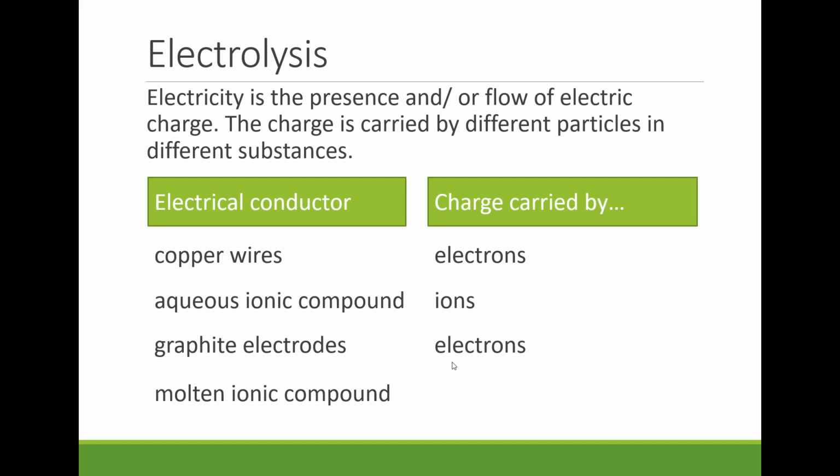Finally, a molten ionic compound, it is again the ions. In a solid ionic compound, the ions can't move, and so the substance doesn't conduct electricity. But when we heat it up and melt it, that's when the ions can start to move. So whether it's molten or aqueous, it is the ions in the ionic compound that are doing the conducting.